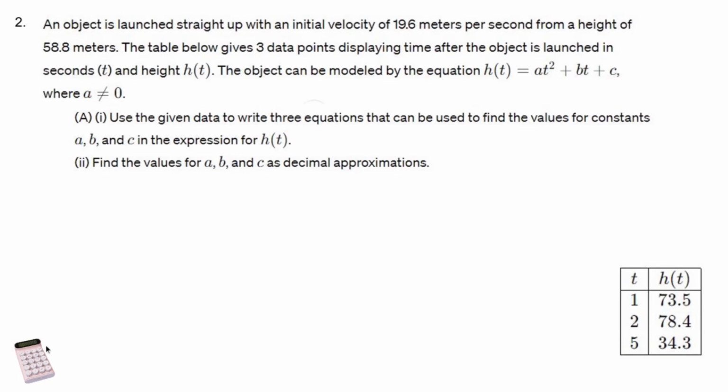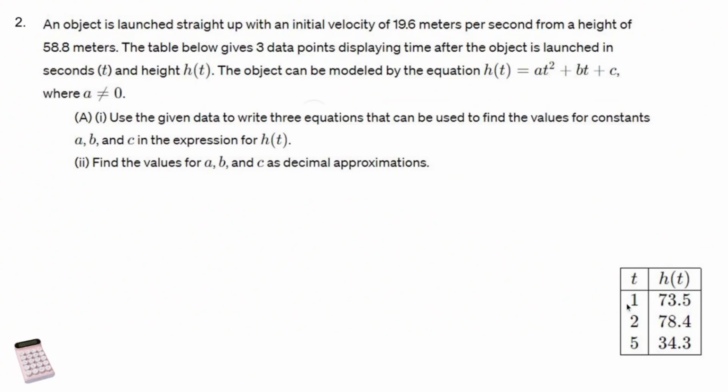The second FRQ in 4 problems that we're going to see on every AP Precalculus exam is about an object launched straight up with an initial velocity of 19.6 meters per second from a height of 58.8 meters. The table below gives 3 data points displaying time after the object is launched in the air in seconds t and height h of t.